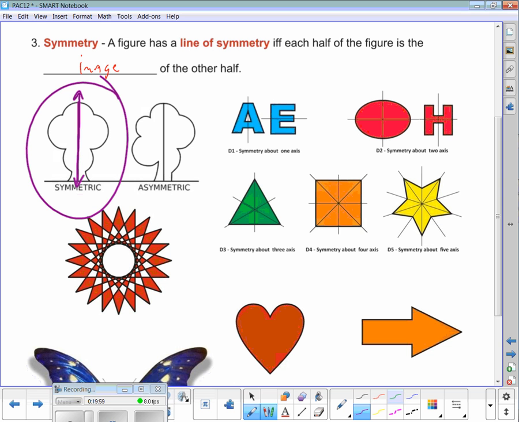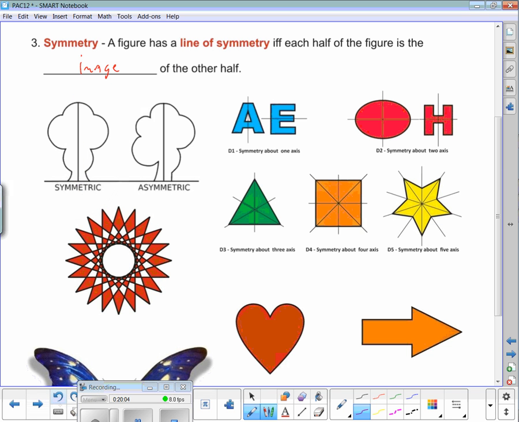In the next example, however, the next tree there, that tree's not symmetrical. Does the left side look like a mirror image of the right? Oh, they're close, but they're not the same. That's called asymmetrical. Okay? They are not symmetric. And not everything is symmetric. There's sometimes more than one line of symmetry.